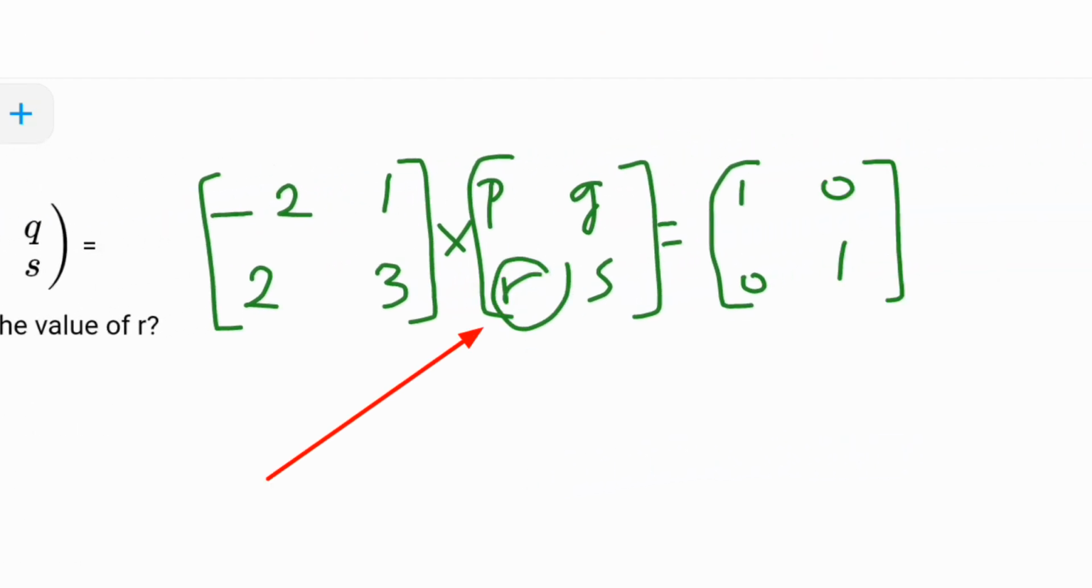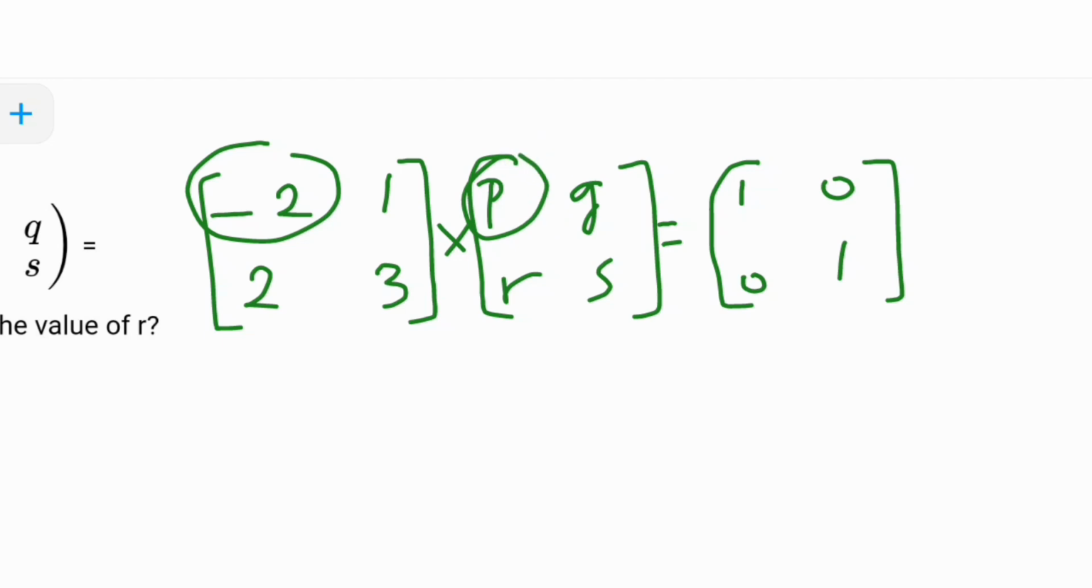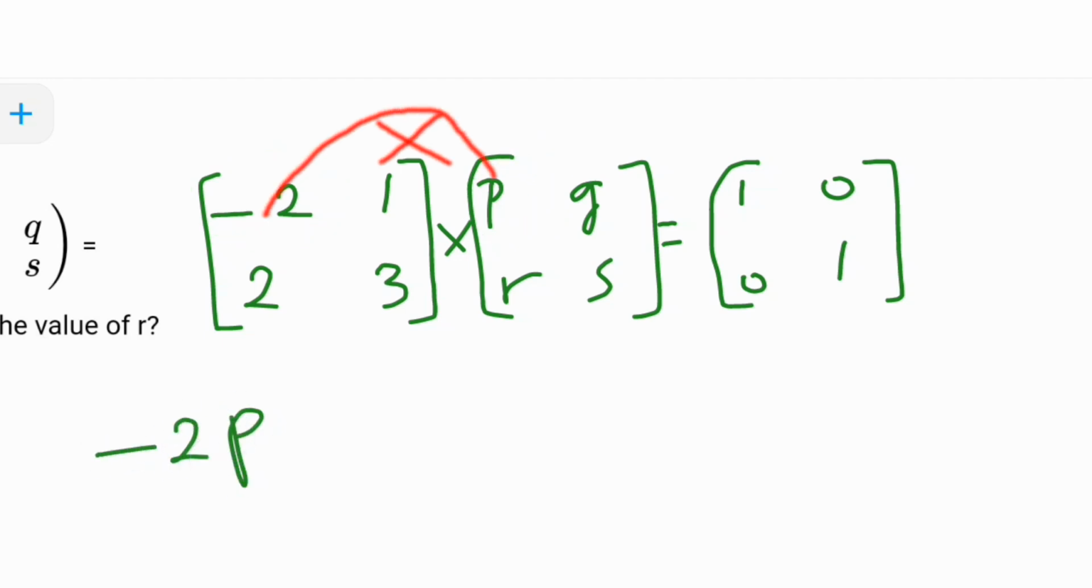Your focus is on R. So you need to just check only this row and this column. That's what you need to check. Then you check this row and this same column. So when you're multiplying matrices, this is how you're going to do it. You take the first one, which is minus 2 times p. Minus 2 times p will give you minus 2p.